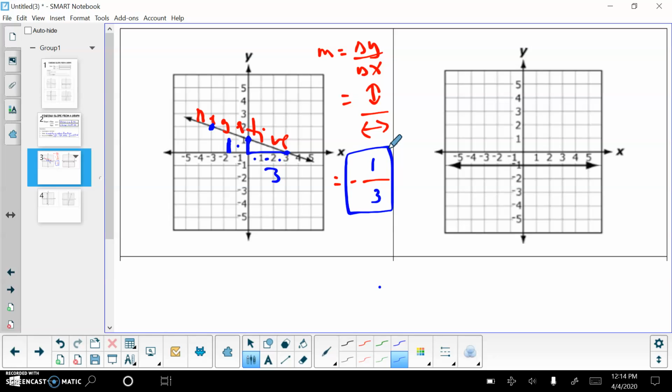If I look at this next example, what I have is a nice flat horizontal line, so I'm going to write that up here.